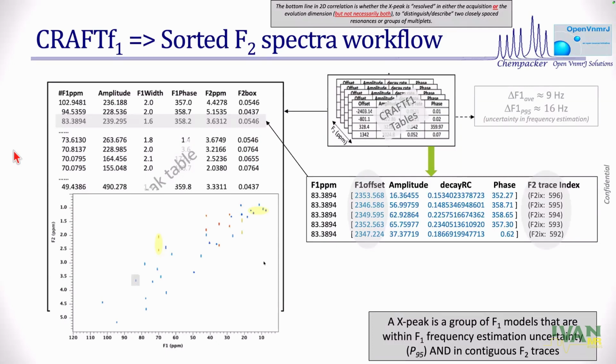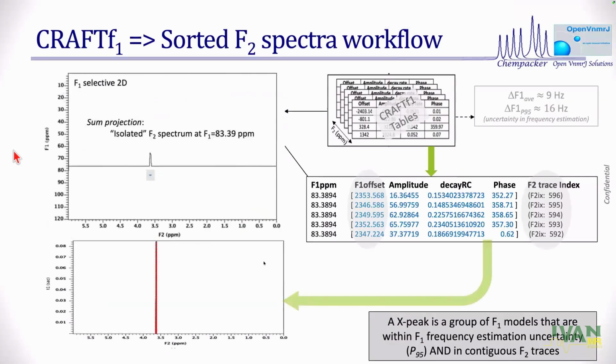Yeah. So the moment I have that, I can essentially take this table. Remember that table that I showed you is two-dimensional. That is a drawer. It's a drawer full of models. That drawer full of models has two specific pieces of information: it belongs to an F1 ppm with offset range and F2 trace indices that are adjacent to each other. That's the only models in the drawer. I can generate a 2D spectrum out of that. I can generate an interferogram out of that. I can generate a projection out of that.